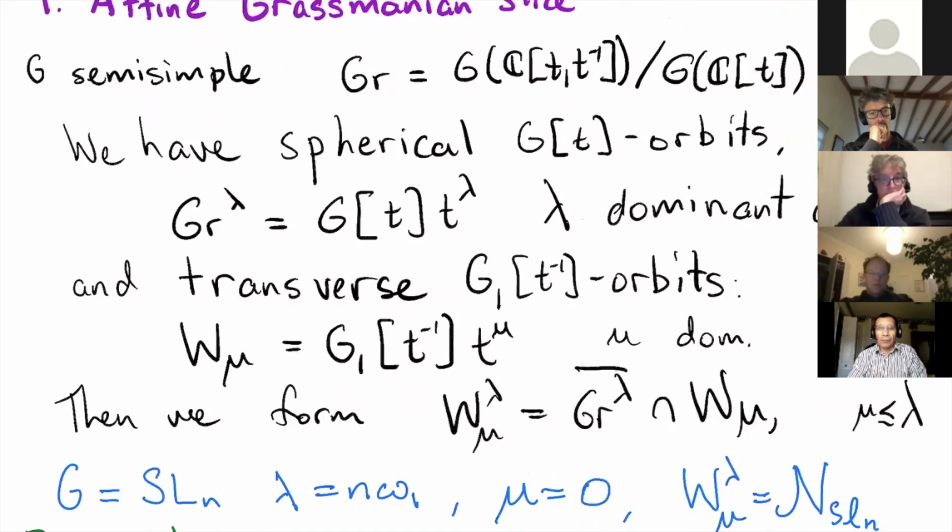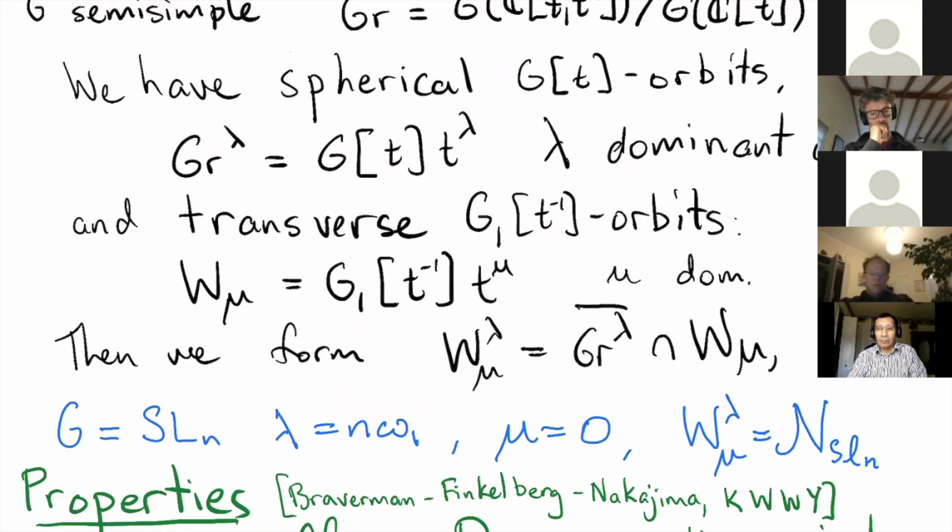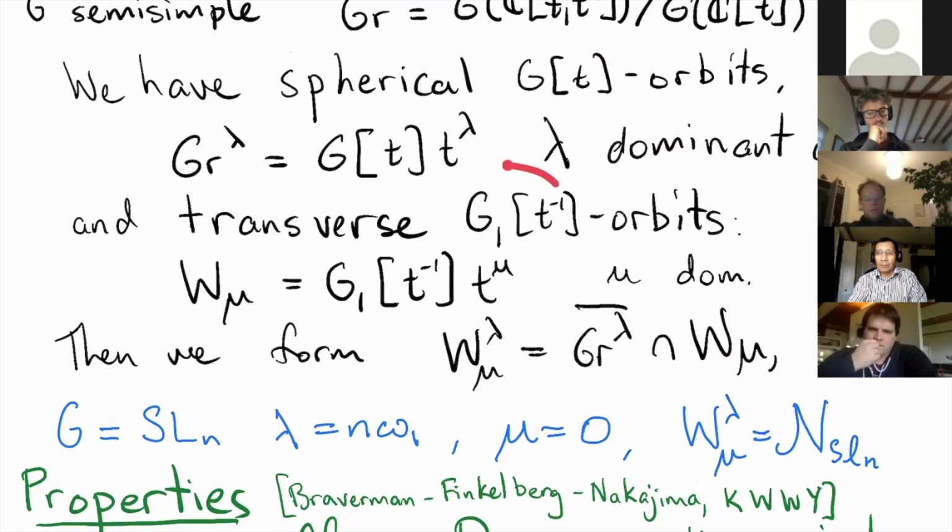Okay, anyway, here we are. So we have our group here, this transverse group, and we form its orbits, which I'll denote W^mu, and they're transverse to the original Gr^lambdas I started with. They're finite codimensional in the affine Grassmannian.